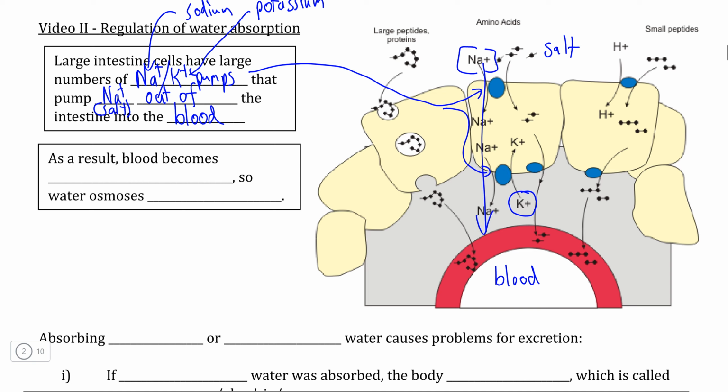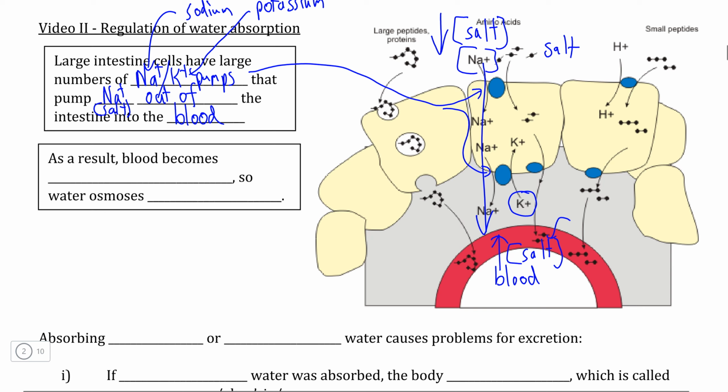Now, what this means, if we look at the concentration of salt that exists in your blood and the concentration of salt that exists in your large intestine, is that as we transport sodium ions out of the large intestine and into the blood, the salt concentration in your large intestines is going to decrease, and the salt concentration in your blood is going to increase.